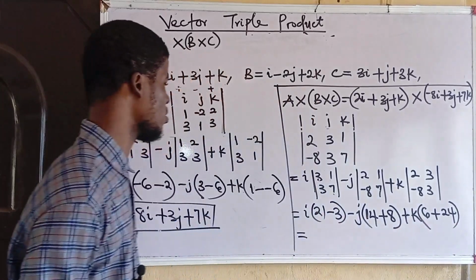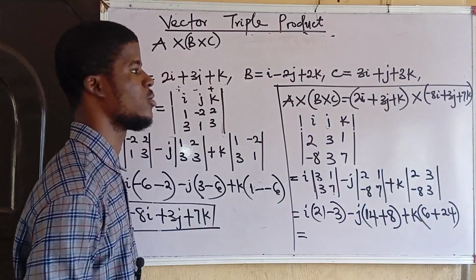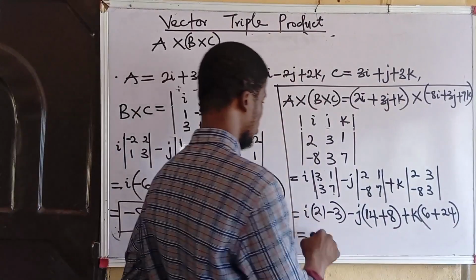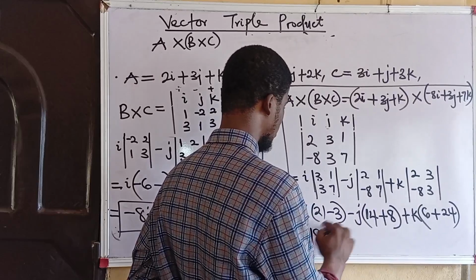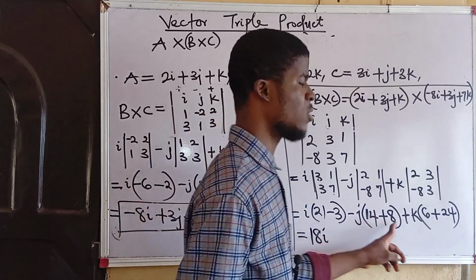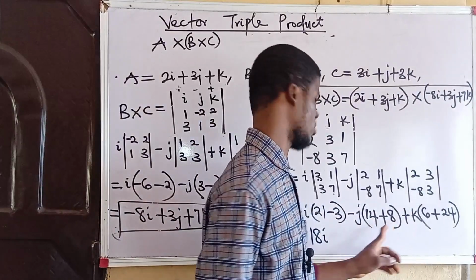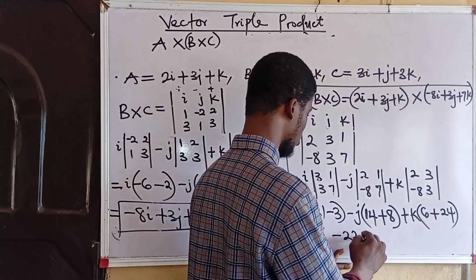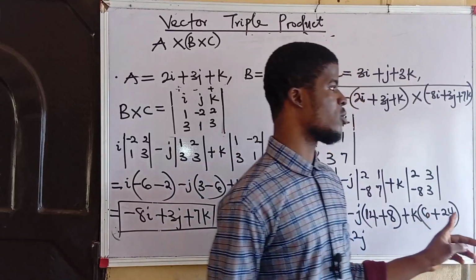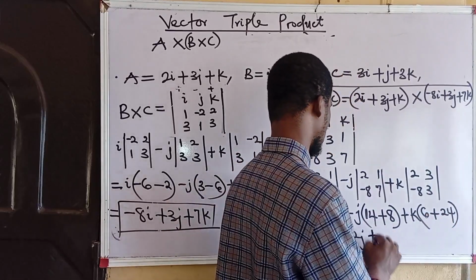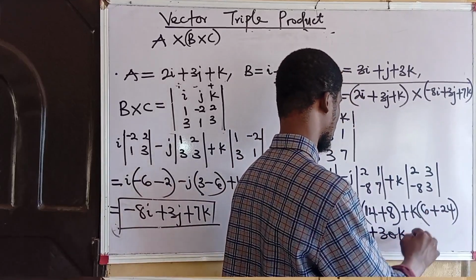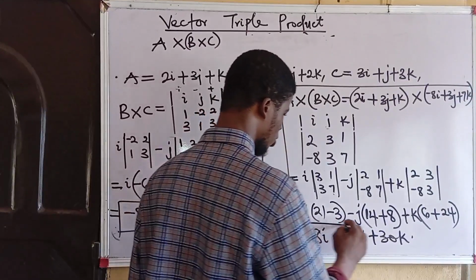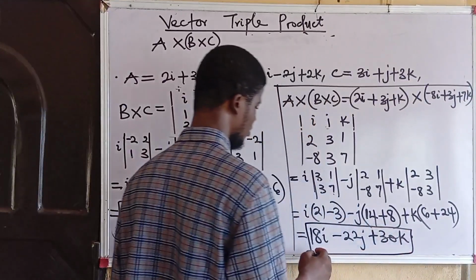21 minus 3, sorry, is 18. So we have 18i. 14 plus 8 is 22, right? Yes. So that's minus 22j. 6 plus 24 is 30. So this is 30k. And this gives the vector triple product of A, B, and C.